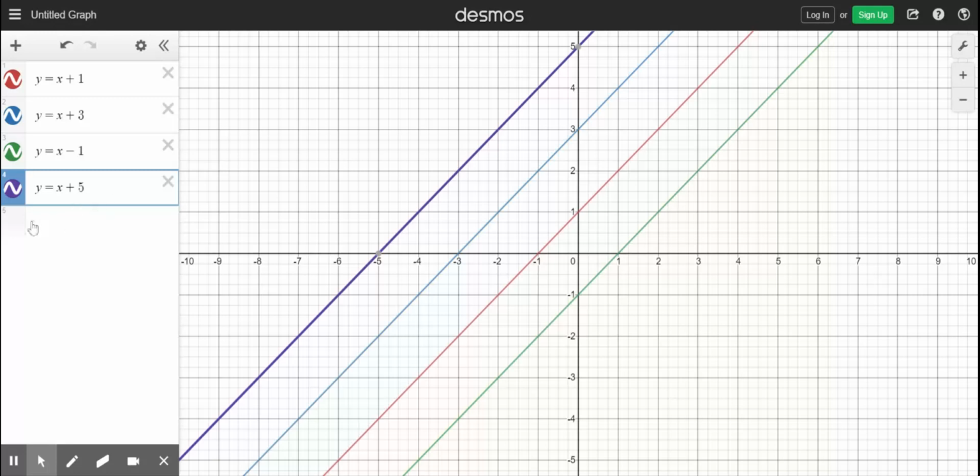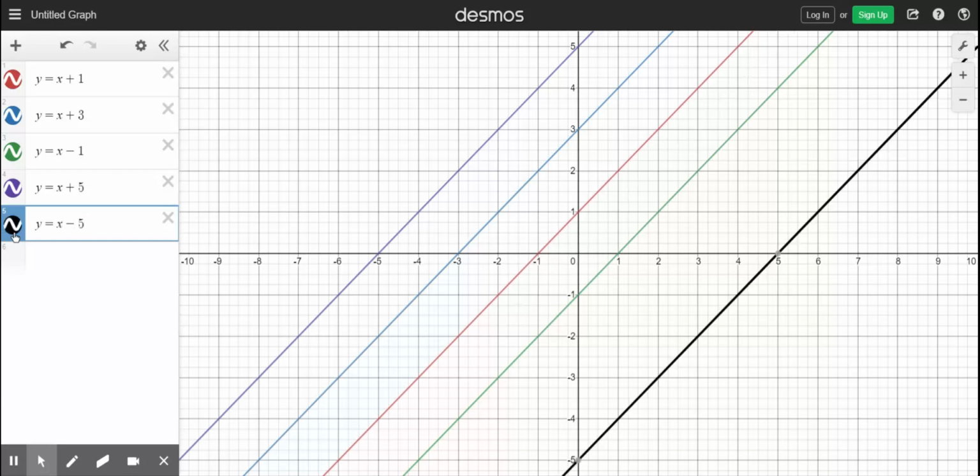If I were to decrease it by 5 units, y equals x minus 5, I would actually be decreasing by 6 units, excuse me, because my original graph was y equals x plus 1. I've now translated down 1, 2, 3, 4, 5, 6 units, and my new graph is at y equals x minus 5.